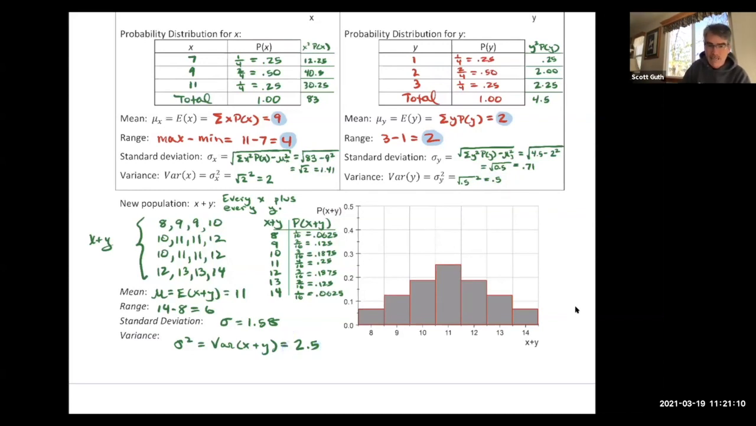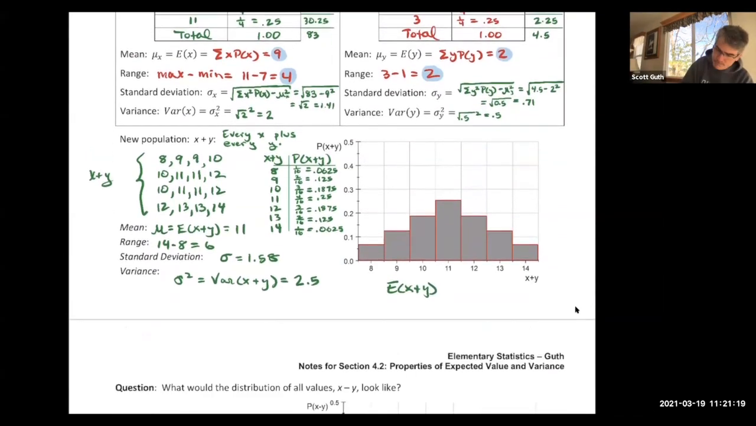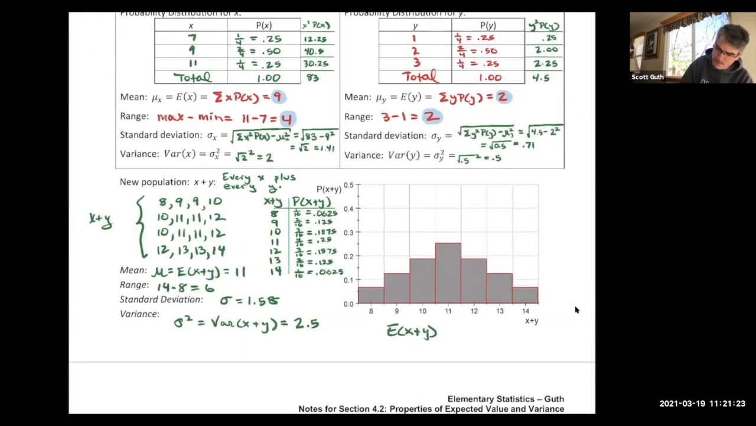So the variances add. What we saw here is the expected value of x plus y. That was the 11. Let me highlight that. Which was the expected value of x, 9, plus the expected value of y, 2. So you see how the expected values add? The 11 is the 9 plus the 2. So we say the expected value of x plus y is the expected value of x plus the expected value of y. That's an algebraic statement. It's a rule for expected values.